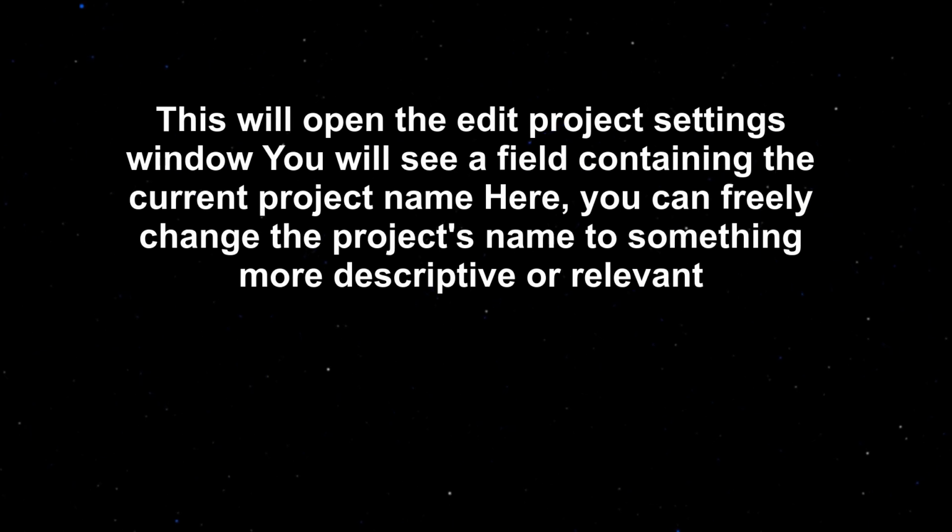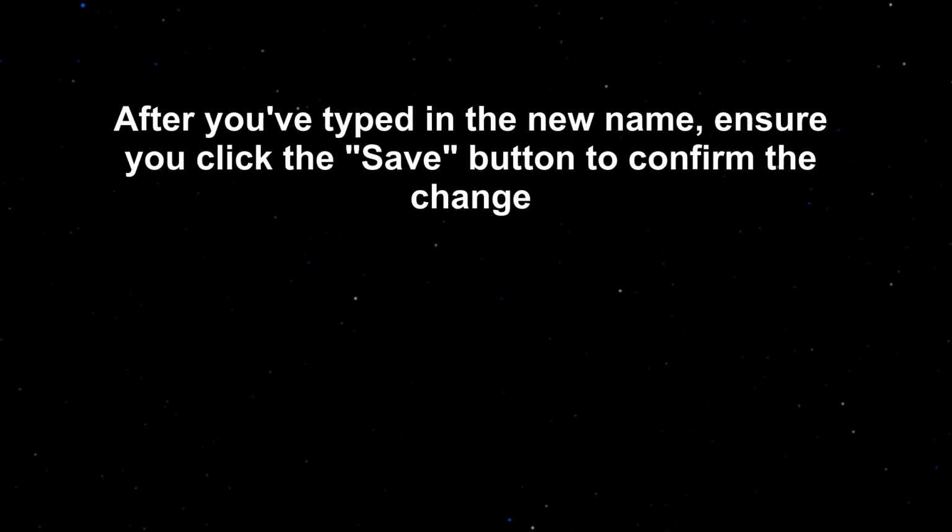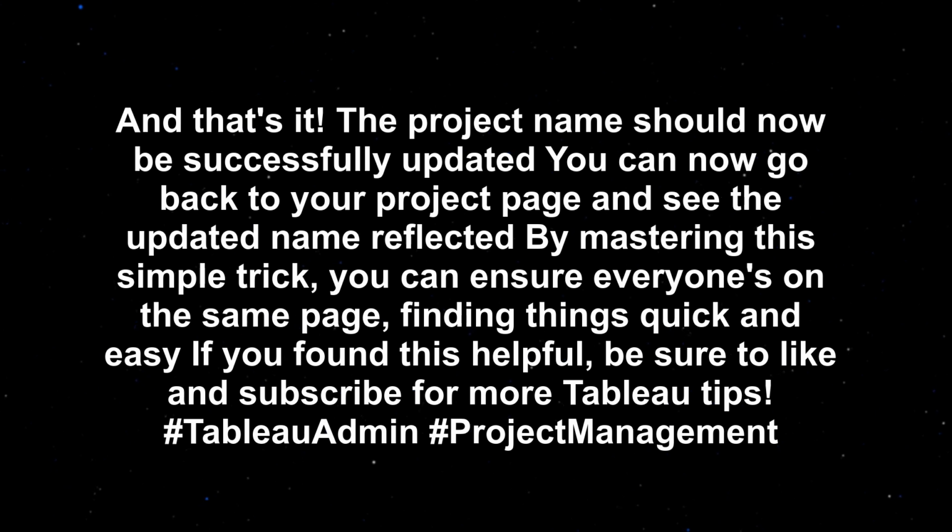You will see a field containing the current project name. Here, you can freely change the project's name to something more descriptive or relevant. After you've typed in the new name, ensure you click the Save button to confirm the change. And that's it. The project name should now be successfully updated. You can now go back to your project page and see the updated name reflected.